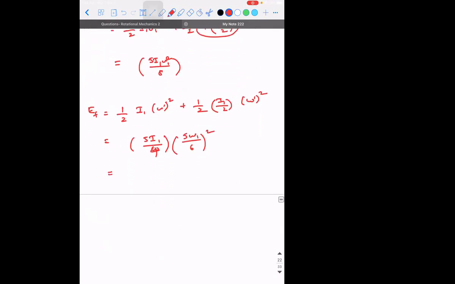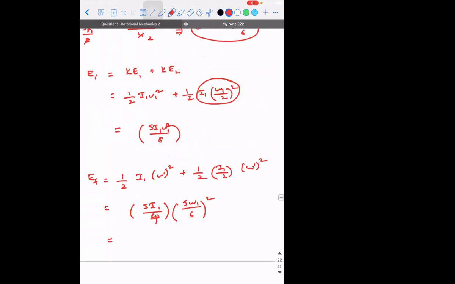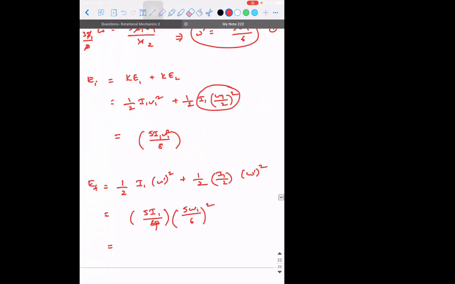Yes, tell me. Any mistake? In the EI equation, the second kinetic energy should be half I1 by 2, right? Oh, sorry, I missed it. I'm sorry. Yes, half I1 by 2. Then what will be the answer? It will be 16 in the denominator, right? 9 I1 omega 1 square by 16. Okay.